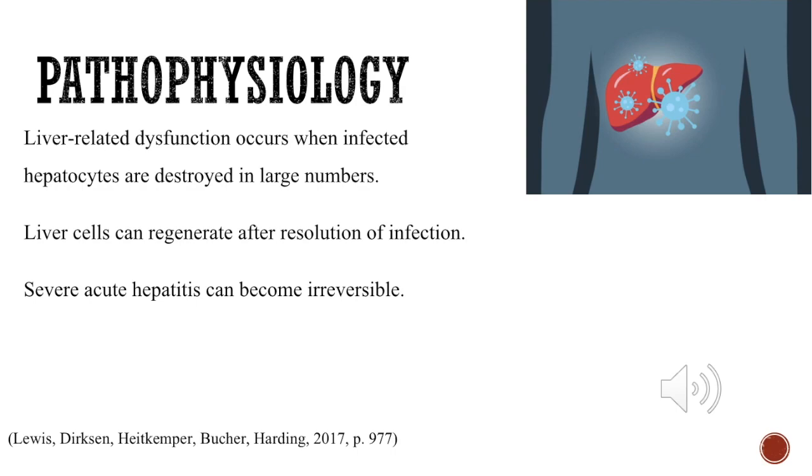Liver-related dysfunction occurs when infected hepatocytes are destroyed in large numbers during acute viral hepatitis. There is a wide range of liver-related dysfunction, such as effects on bile production, coagulation, blood glucose, and protein metabolism. Some other things that are affected include changes in detoxification and processing of drugs, hormones, and metabolites. If hepatitis is resolved, liver cells can regenerate and resume their normal function and appearance. But if hepatitis becomes severe and is untreated, it can become irreversible, which can lead to liver failure or death.